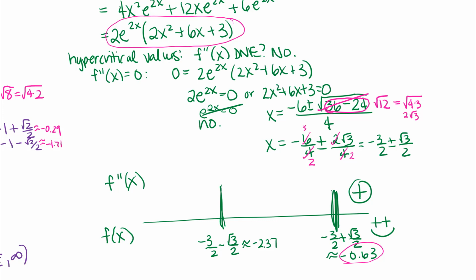And when I plug in a number between negative 0.63 and negative 2.37, like negative 1, for example, would be an easy number to plug in. Plugging that into that second derivative, should get a negative for that one.